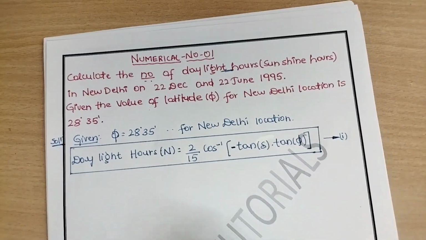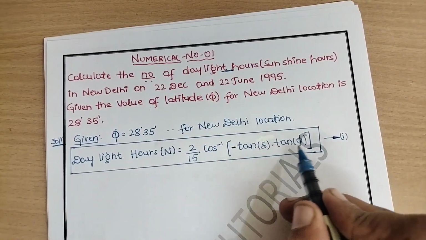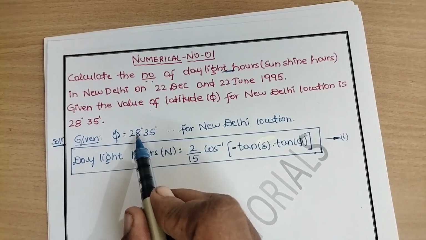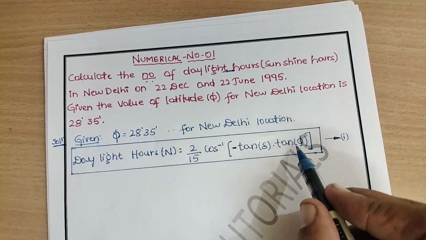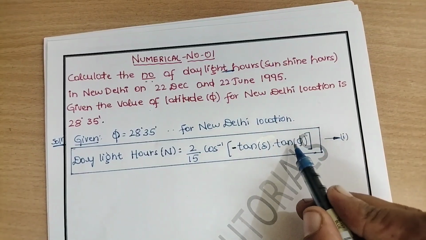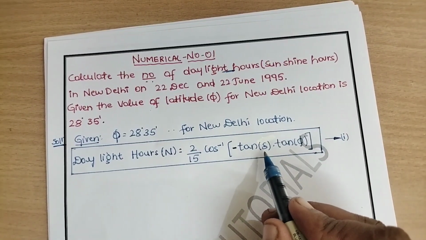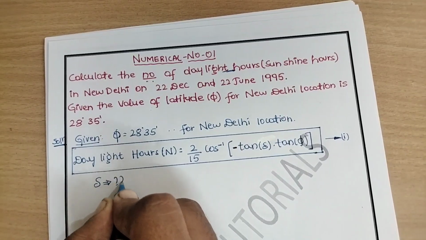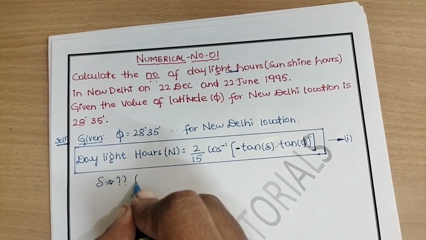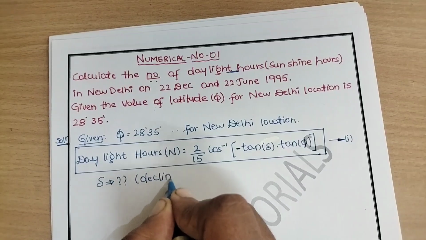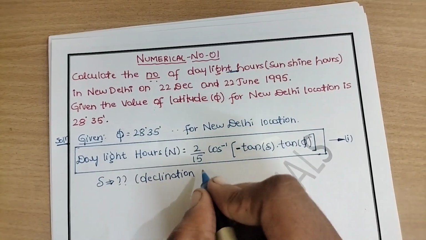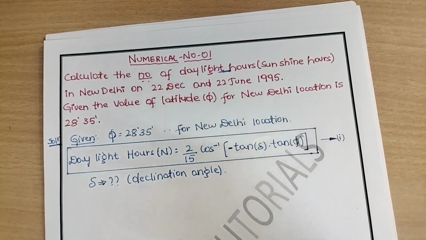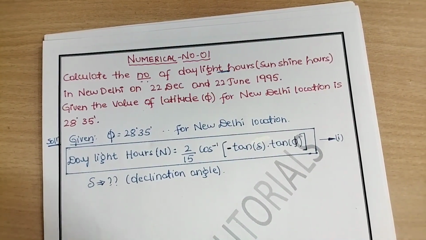So what is that I want now? I want the value of tan delta and tan phi. Tan phi, I need not worry, directly it is given in the problem, 28 degree 35 minutes. Just a normal substitution, and tan of the value, we are getting this part of the equation. But what is tan of delta? I want to find out what is the value of tan delta now. So what is delta? Delta is something called as declination angle or the angle of declination. So first thing is we are supposed to find out the value of declination angle.